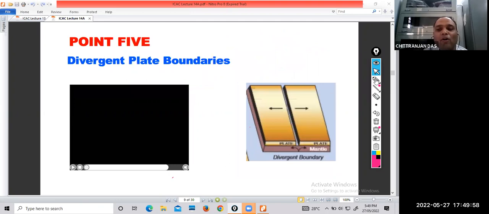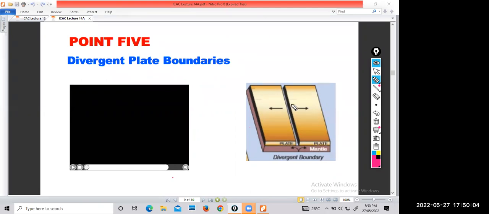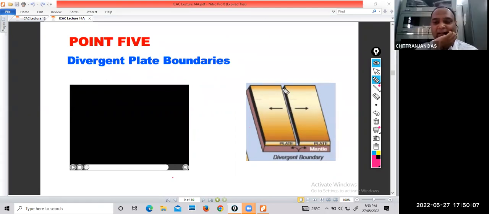Then divergent boundary. In case of divergent boundary, what is going to happen? Plates move away from each other. When plates will move away from each other, the one gap will be created, and this gap will be filled by what?